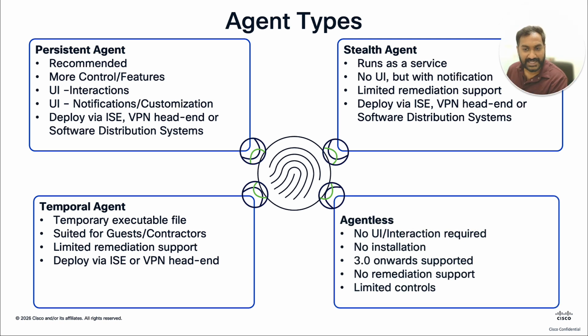The fourth one is agentless, which doesn't have a UI and has no user interaction required, no installation required for you to get the posture of an endpoint. So based on your requirement, you can choose any of these agent types to get the posture of an endpoint and give the differentiated privileges based on the compliance of an endpoint.